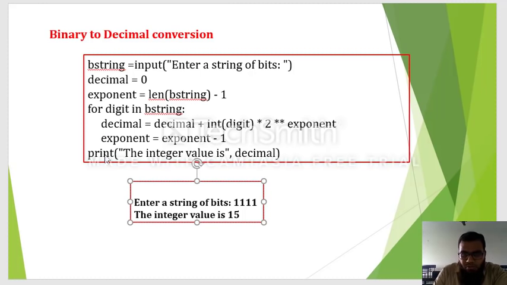So simply you print the value. Print the integer value of decimal. When you give this decimal, we'll get the answer as 15. Okay? So I hope you understood this program. This is the way we can convert binary to decimal.